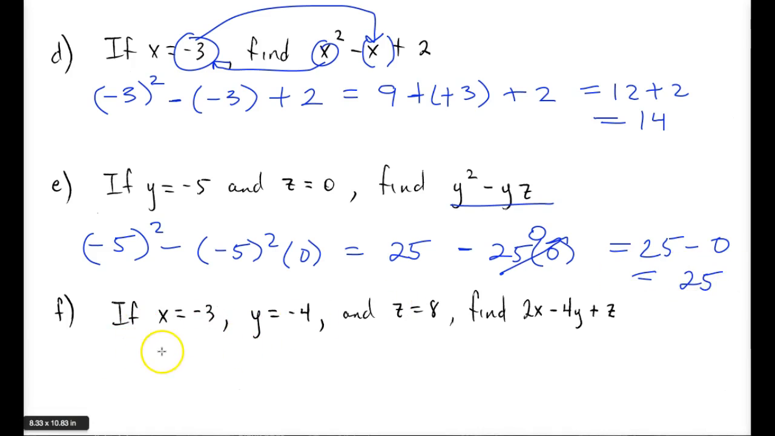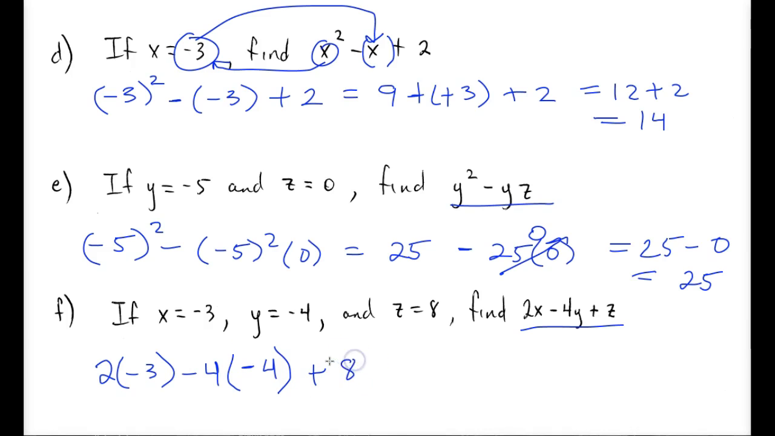For our last example, you see that this is our expression. So x is a -3 minus 4 times -4 is what our y is, plus z is 8. And of course, we don't have to put parentheses around that because we don't have anything else with it on that term. So from here, 2 times a -3 is a -6. Here we see that negative 4 times a negative 4 is a positive 16. And we do plus 8.